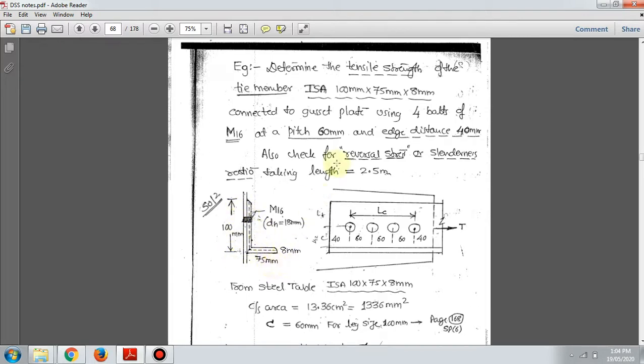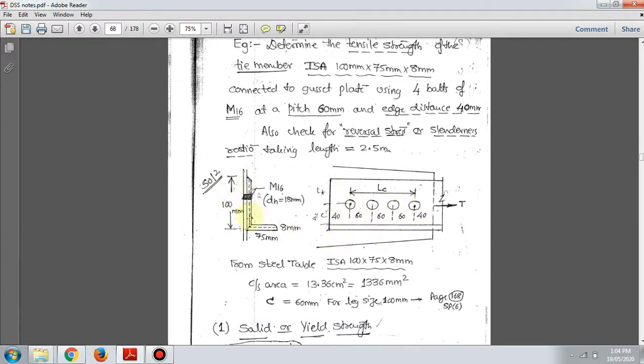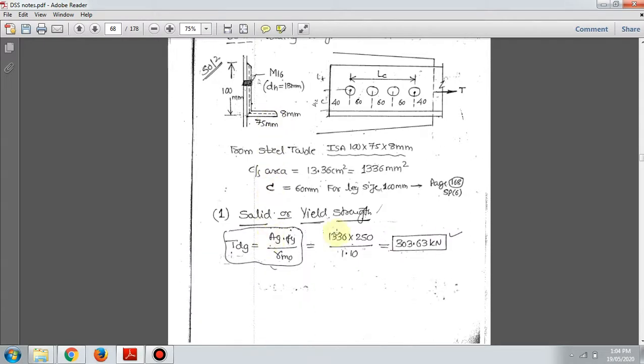Let's go to the problem. The problem is: determine the tensile strength of a tie member ISA 175 into 8 mm connected to a gusset plate using 4 bolts of M16 at a pitch of 60 mm and an edge of 40 mm. And also check the reversal of stresses. Sometimes we will be asked to check the reversal of stresses or the slenderness ratio.